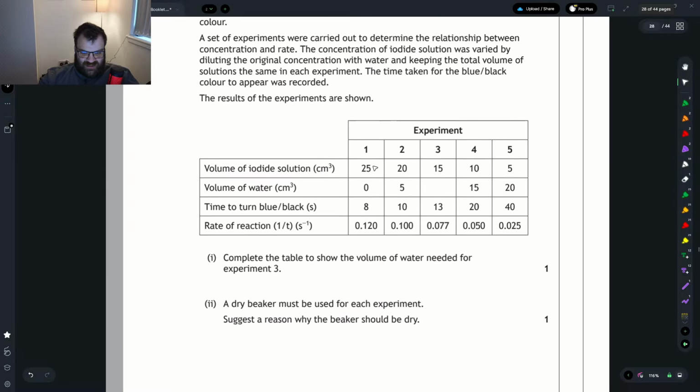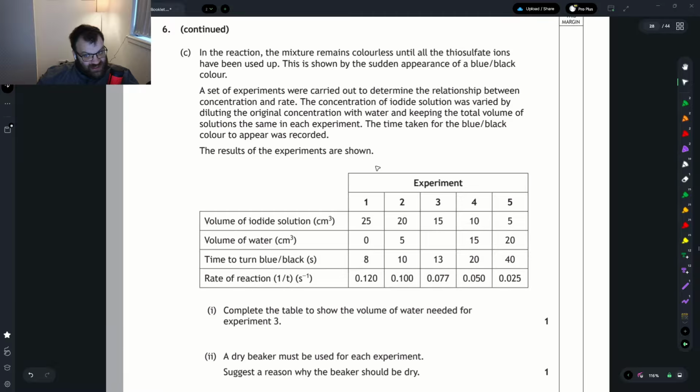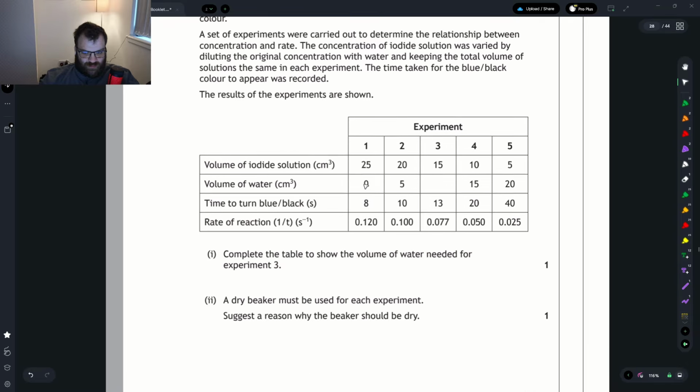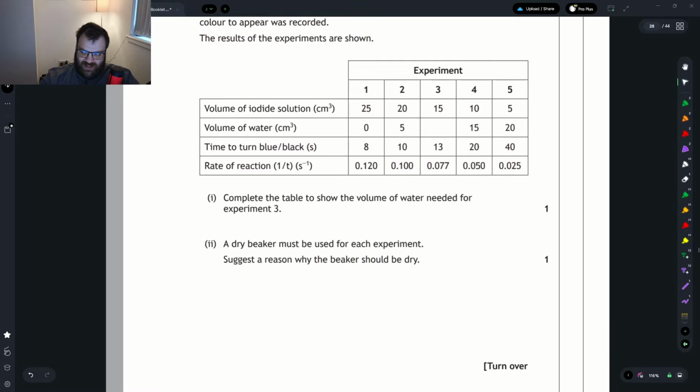Next one, we're asked about a reaction rate experiment. Thiosulfate, iodine clock, goes blue-black. Very dramatic, quite quick experiment. Changes over a short period of time.